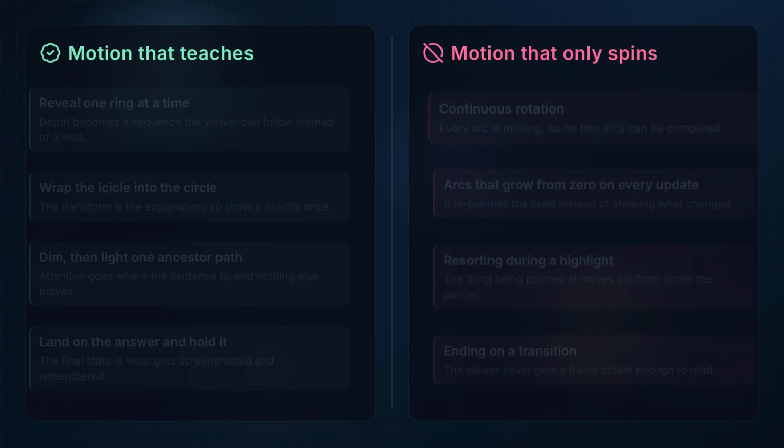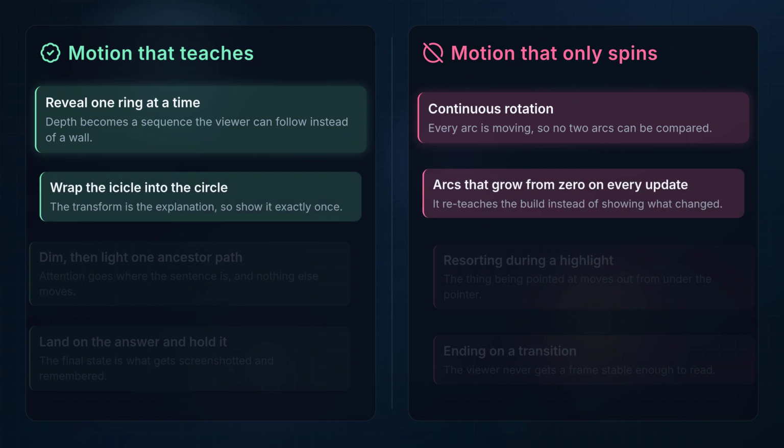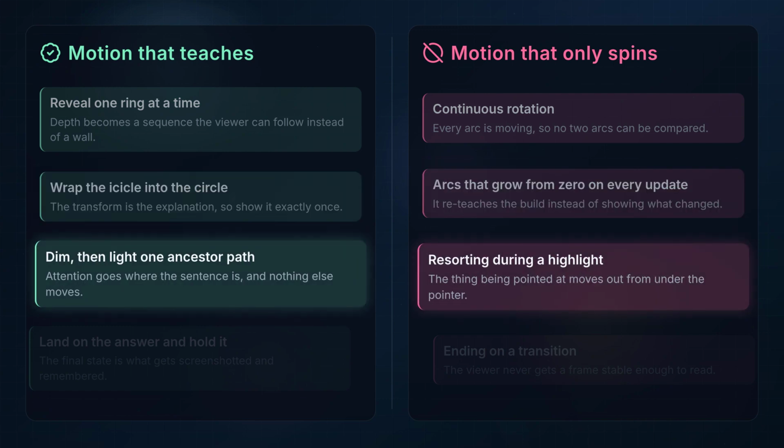Motion is worth the effort exactly when it changes what the viewer understands. 4 moves earn their place. Revealing ring by ring turns depth into a sequence instead of a wall of color. Wrapping the icicle into the circle is the explanation itself, so show it once.